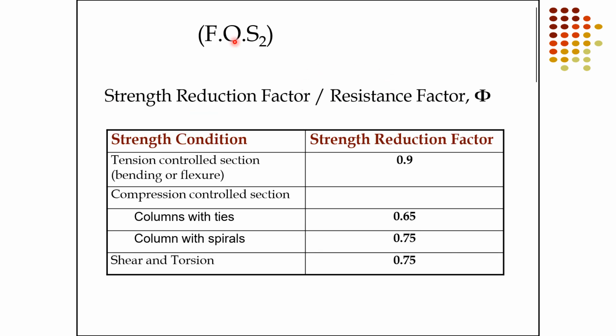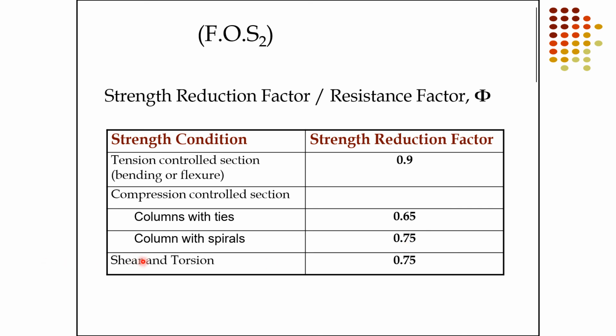These are the factors of safety for the material side: strength reduction factors and resistance factors. What are tension control and compression control? We will discuss that in our next lectures. For tension control sections, meaning bending or flexure design, we use the factor 0.9. For compression control, there are two further types: columns with ties and columns with spirals. For columns with ties it will be 0.65, and with spirals 0.75.